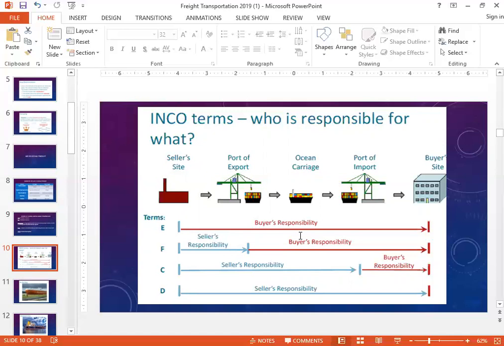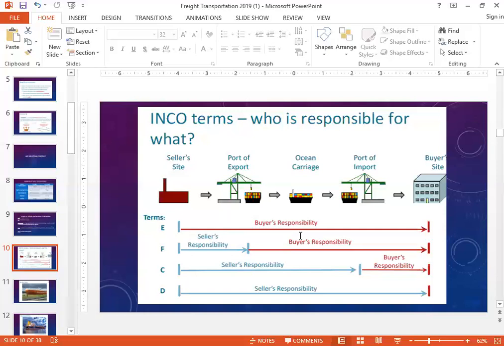An F category INCO term means that the seller is responsible up till the point that the goods reach the port. So they pay for all of that. They're responsible for the goods. But once the goods reach the port, it is from there on the buyer's responsibility till it reaches the final destination, and the buyer pays for all the shipping from the port all the way till it reaches the final destination.